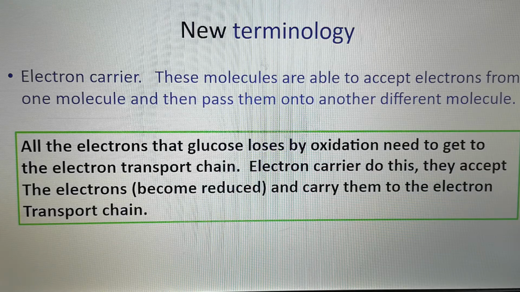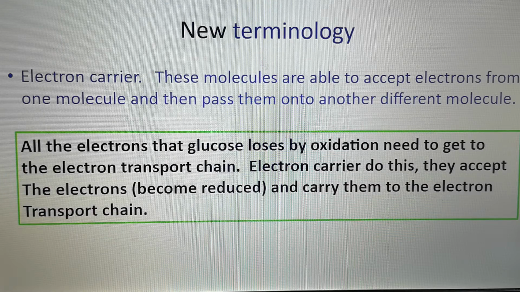And finally, electron carriers. So I've been banging on about oxidation and how it's the removal of electrons and how electrons have to be moved to the electron transport chain. So obviously, the things that carry these electrons are very, very important, and they're called electron carriers. So these molecules will accept electrons from the molecule that's been oxidized, so they'll become reduced, and then they will carry these electrons and pass them on to another molecule. It's a really, really clever, amazingly clever and essential part of respiration.